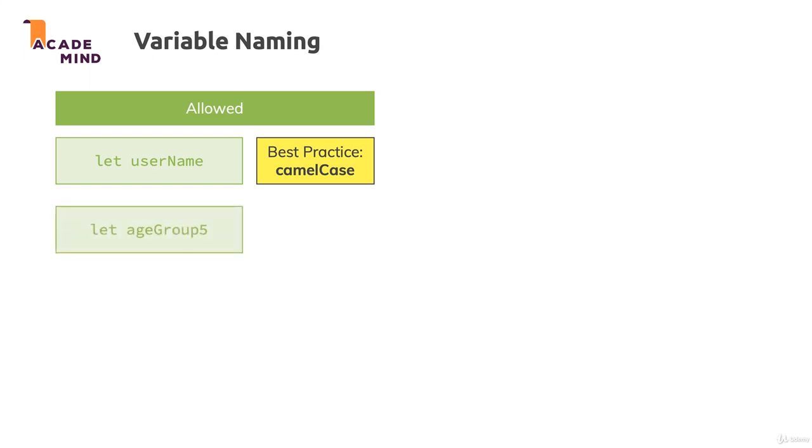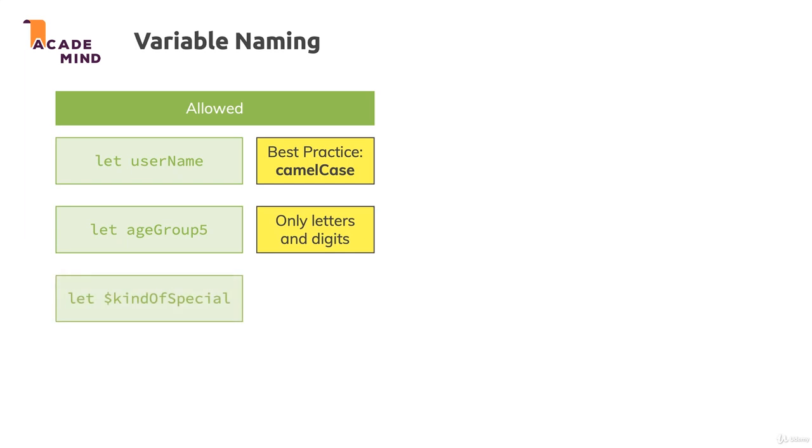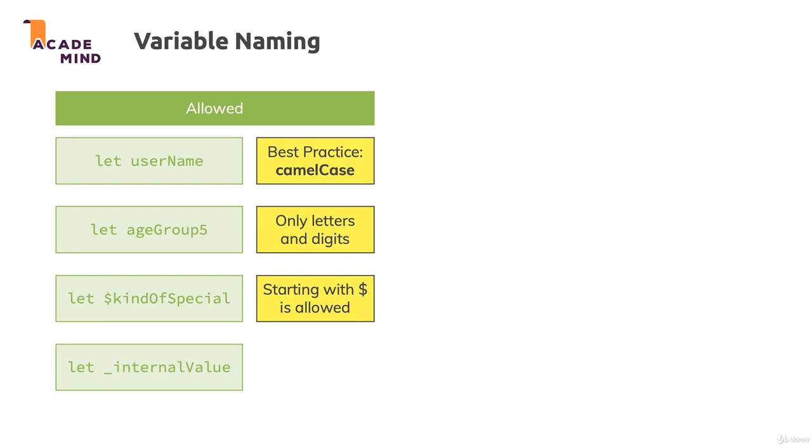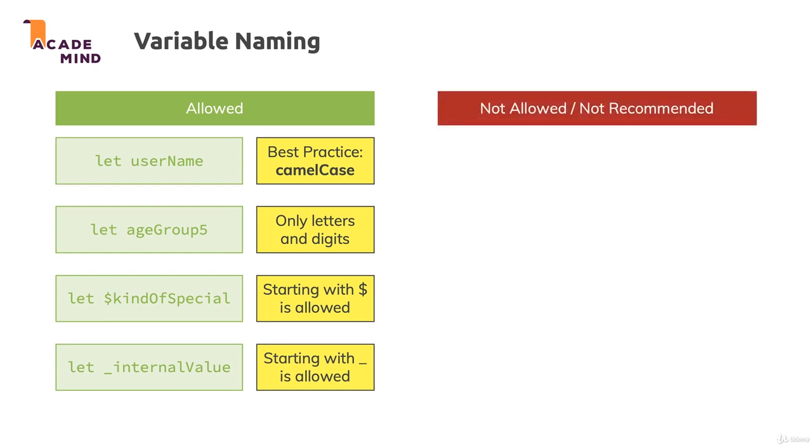Now, also allowed would be a name like this. It's basically similar to the first example, but this also includes a digit because your variable names can be made up of any letters or digits. You can also use the $ special character, and your variable name can even start with it. You can use it anywhere in the variable name, but it can even start with it. Similarly, you can also use the underscore character at the beginning of your variable name or anywhere inside of it, so that's also allowed.